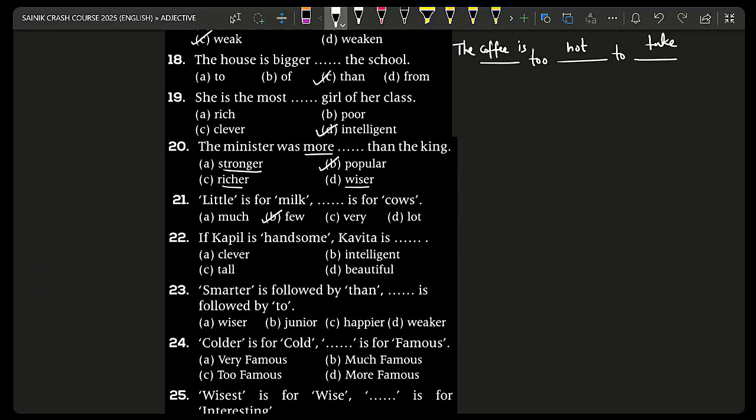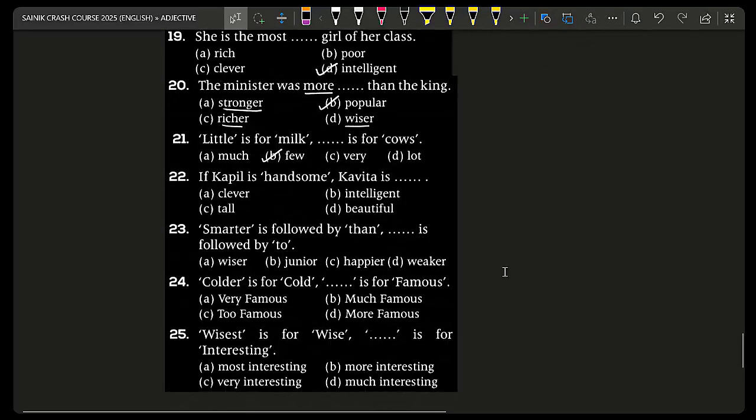Harshvardhan, can you answer the next few questions? Yes, sir. Okay. If Kapil is handsome, Kavita is dash. Beautiful. Why? Because handsome is used for male gender or female gender? Sir, male. Male gender. And for female, we use the word beautiful. Correct answer.